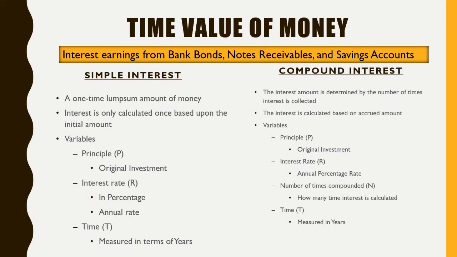So in this case, what are the key components of how to calculate simple interest? You definitely need P, which is your principal, your original investment. You're going to need I, or in this case R, for your interest rate. And usually interest rates are more likely to be an annual percentage rate. That's what APR stands for.